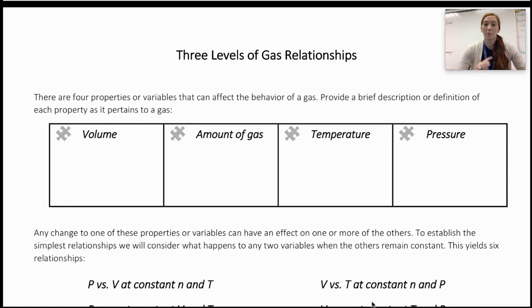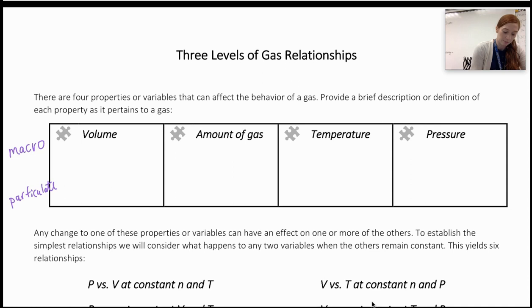So in both of those labs, we looked at 4 properties of gases: volume, amount of gas, temperature, and pressure. And before we go into the relationships, I want to make sure that we have these defined. We're going to think about these on 2 levels: macro level and particulate.